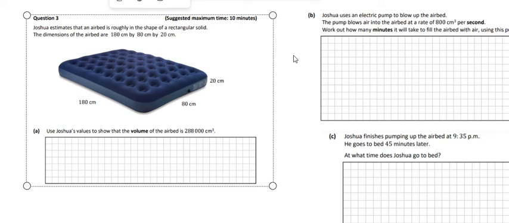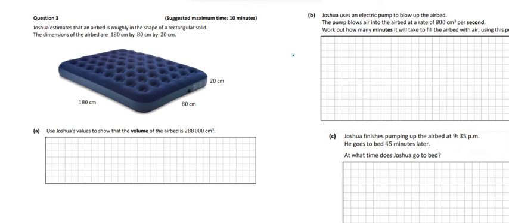Hi folks, so for question 3, it's about volume mainly, and there's a bit of currency exchange at the end as well. So first one is just calculating the volume. Now the shape here, it's an air bed, so it's a cuboid. You should know that the volume of a cuboid, you just multiply all the numbers. It actually tells you what the answer is here anyway, so you just have to show why that's the answer. You get that answer by multiplying the three numbers together.